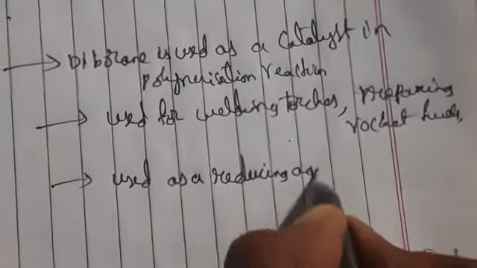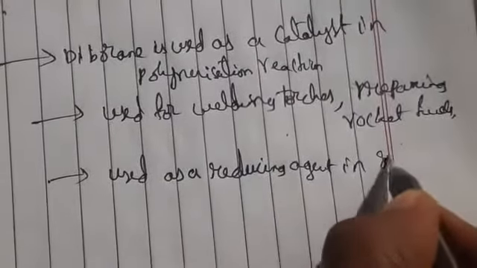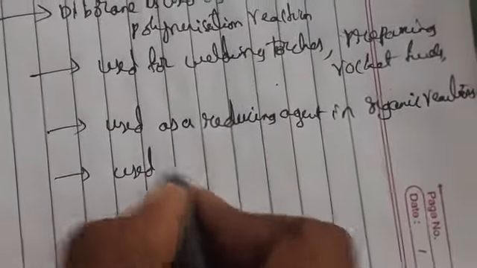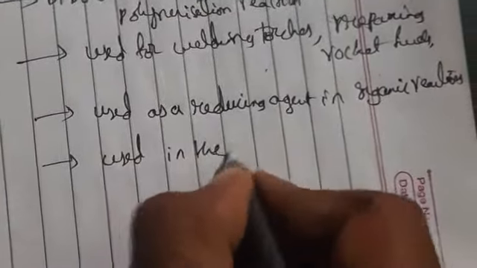Used as a reducing agent in organic reactions, and also used in the hydroboration reaction, useful for the preparation of hydrocarbons, alcohols, ketones and acids. So these are the uses of diborane.